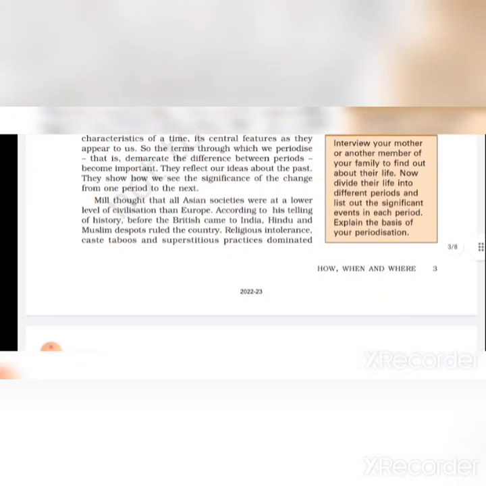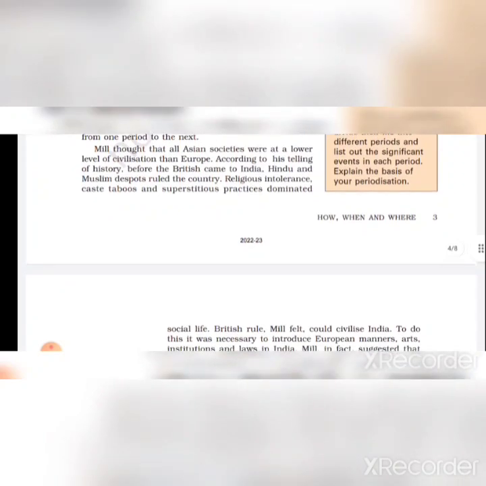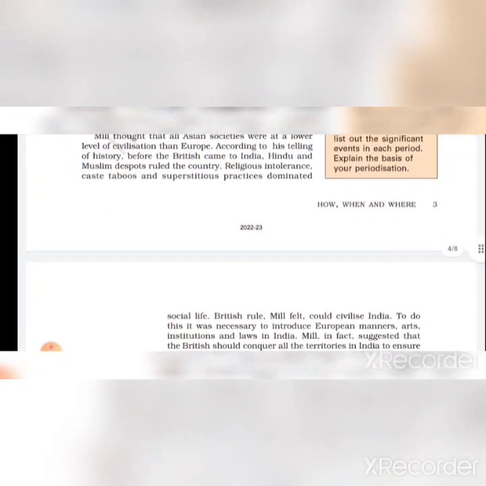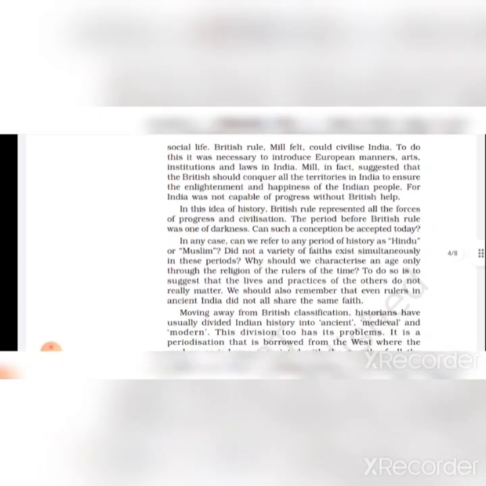Mill thought that all Asian societies were at a lower level of civilization than Europe. According to his telling of history, before the British came to India, Hindu and Muslim despots ruled the country. Religious intolerance, caste taboos, and superstitious practices dominated social life. British rule, Mill felt, could civilize India. To do that, it was necessary to introduce European manners, arts, institutions, and laws in India.